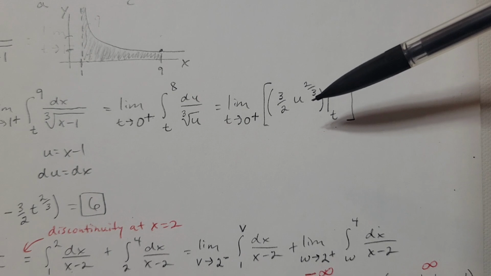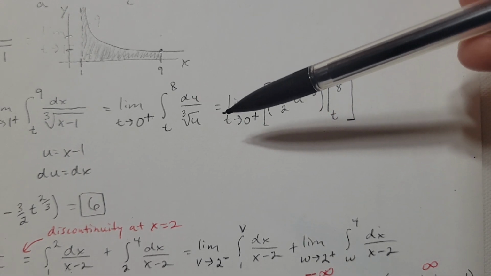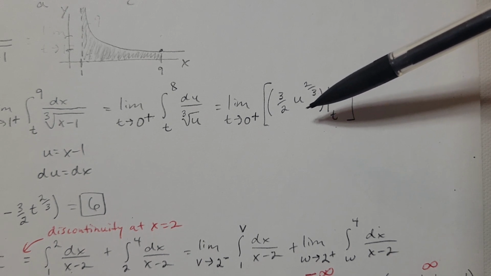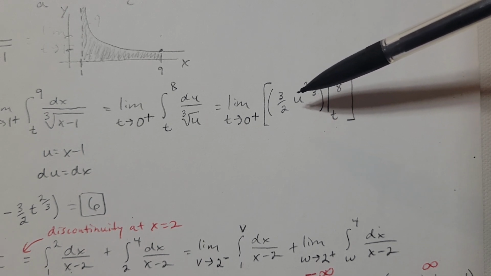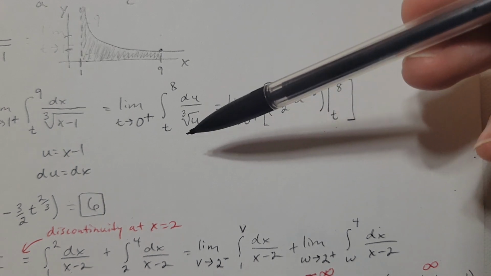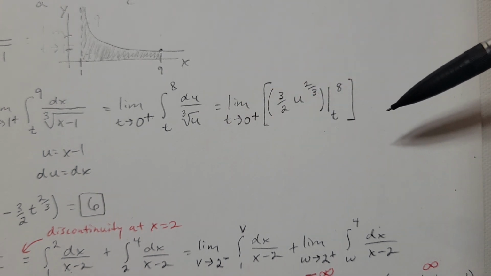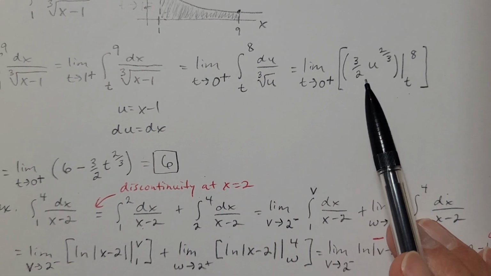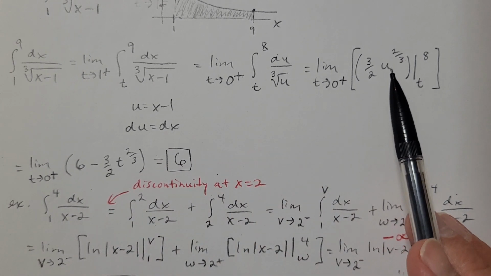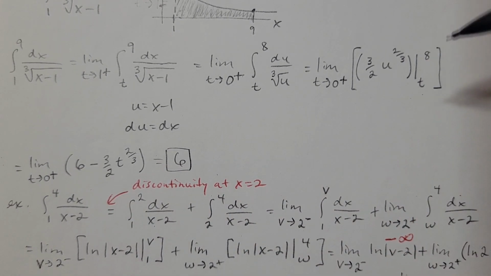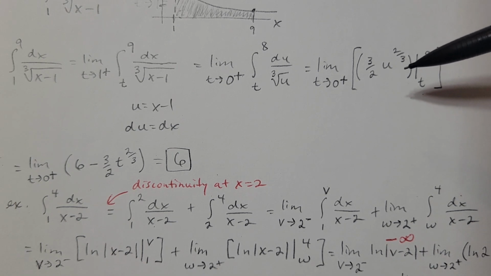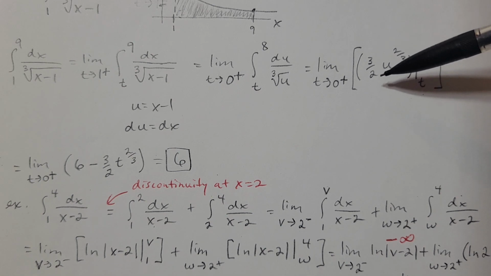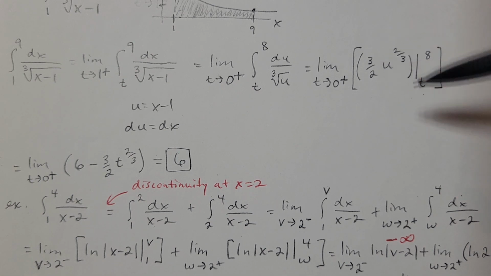And the antiderivative of u to the negative 1/3 is u to the 2/3 divided by 2/3. Flip that, so it'd be times 3/2. And I'm going from t to 8. Now I can plug in my bounds. When I plug in 8, let's see, 8 to the 2/3 power. Well, 8 to the 1/3 power, or the cube root of 8, is 2. 2 squared is 4. 4 divided by 2 is 2, and 2 times 3 is 6.